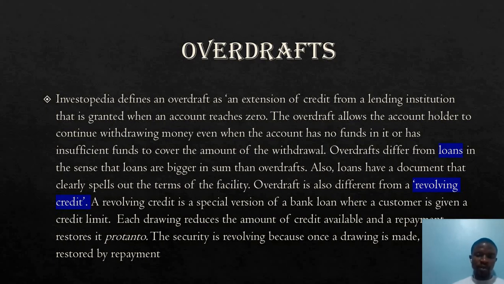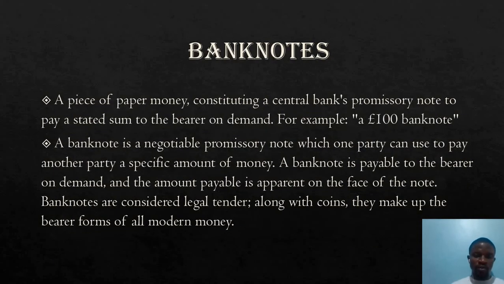Okay. So finally we come to banknotes, which is paper money. Now there is a reason why I inserted this definition for you. A banknote is a piece of money constituting a central bank's promise to pay a stated sum to the bearer on demand. So, what do you see from here? The money you give to the bank is the bank taking the promise of the central bank that when they, the bank, submit this piece of paper to the central bank, they will give them an amount of money.